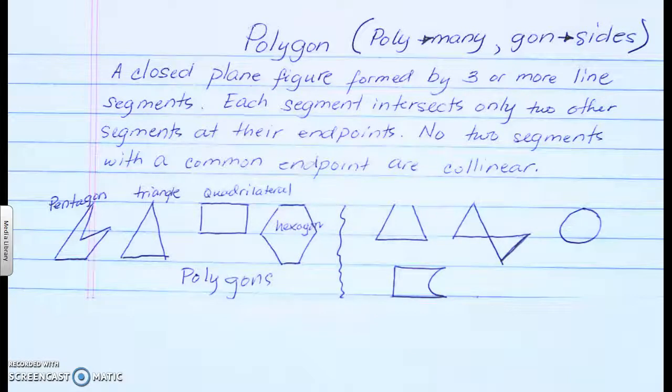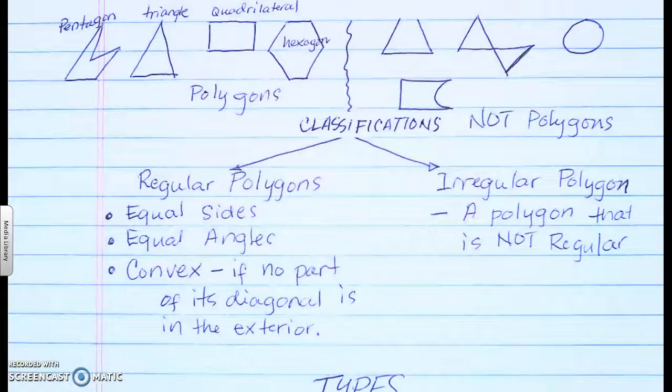So, these on the left side are actually examples of polygons. This is a pentagon, this is a triangle, quadrilateral, and a hexagon. On this side are the examples of not polygons. Polygons can be classified into two. We have the regular polygons and the irregular polygons.